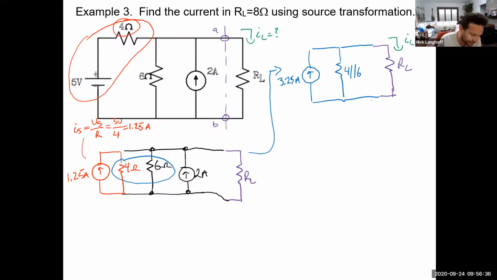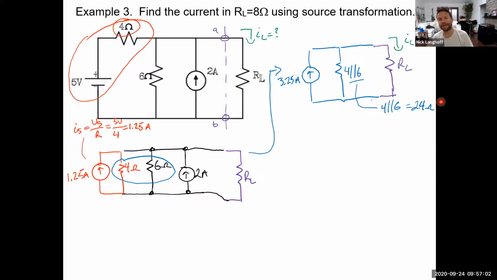So let's take a look at that resistor, this 4 parallel 6. I'll just throw that in here real quick. This is 4 parallel 6. That's 4 times 6, which is 24, divided by 4 plus 6, which is 10. So 24 over 10 is 2.4 ohms, right? So that's the 4 parallel 6.